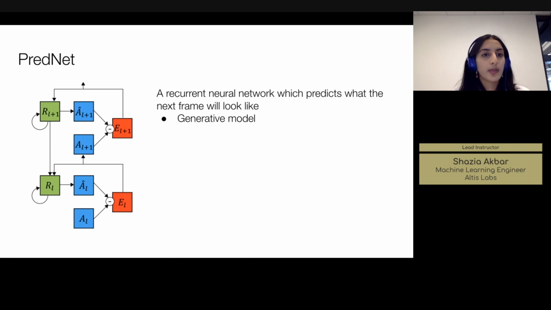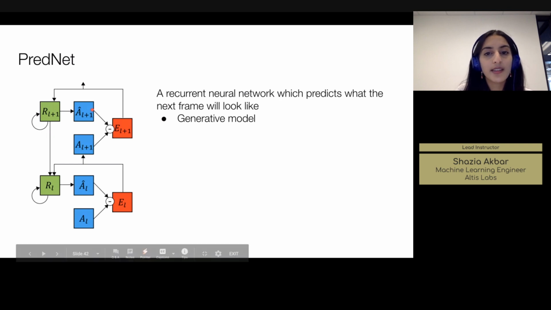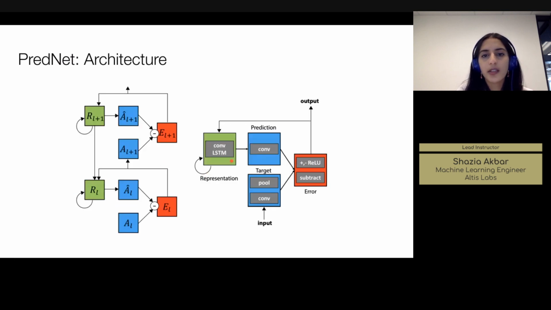So this is the PredNet architecture, which is given in the original paper. You can see that it has a recurrent neural network architecture here. The difference being that we actually have a generative model component, which is the green box RL. So this is essentially a generative model. I'll show you exactly what it looks like in a minute. Right here, this box here is a convolutional LSTM.